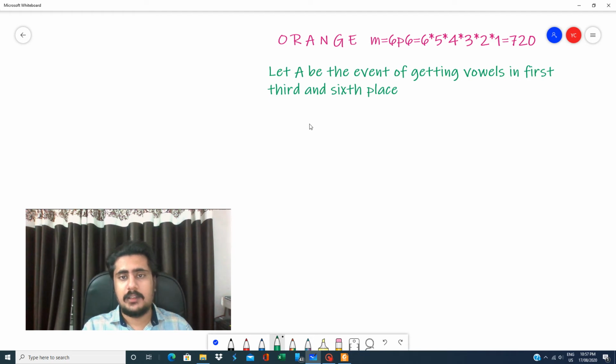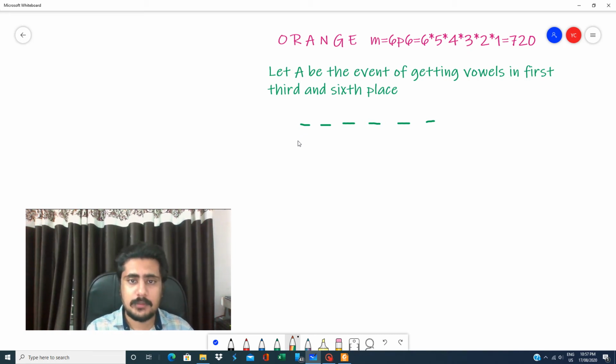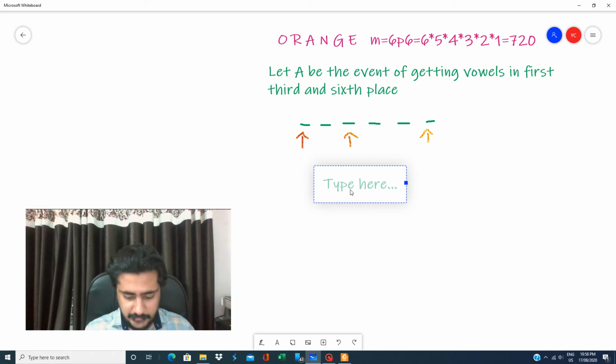So in total there are 1, 2, 3, 4, 5 and 6 places. Now what is asked is that you have to put vowels in the first, third and sixth place. This is the first place, this is the third place, and this is the sixth place. In these three places, there should be three vowels. That means your M is 3P3.